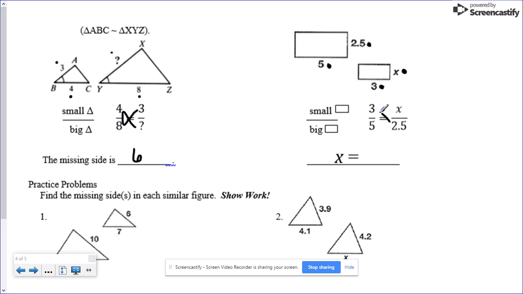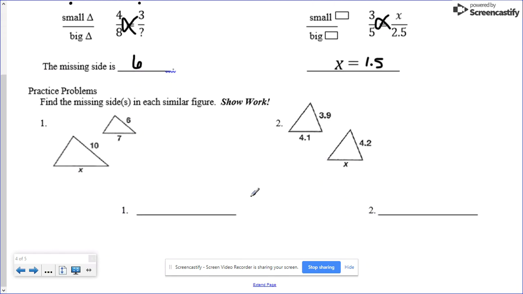So now that they have that done, you can put your fishy problem in your calculator. So it would be 2.5 times 3 divided by 5. And that would make x 1.5. Okay.